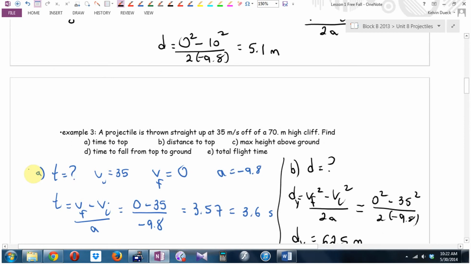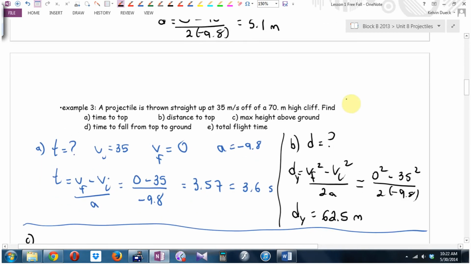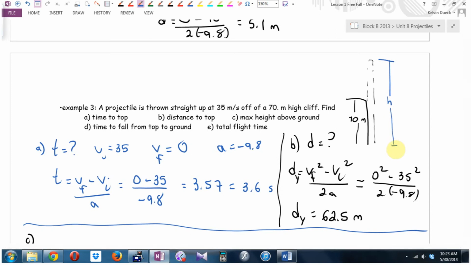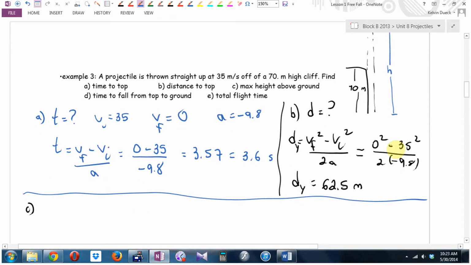You know what? We probably should have drawn a diagram somewhere. There's my cliff. That's 70 meters high, and we're going like that. So if they want the total height, what do you think, Olivia? Add it to the 70 or subtract it from the 70? I think the height is going to be 70 plus the 62.5, which I think I can do in my head. 132.5? Yeah.